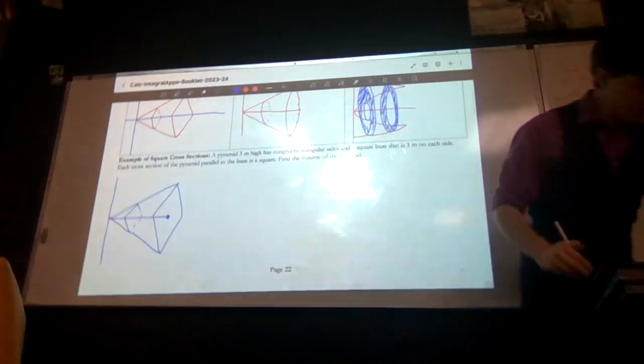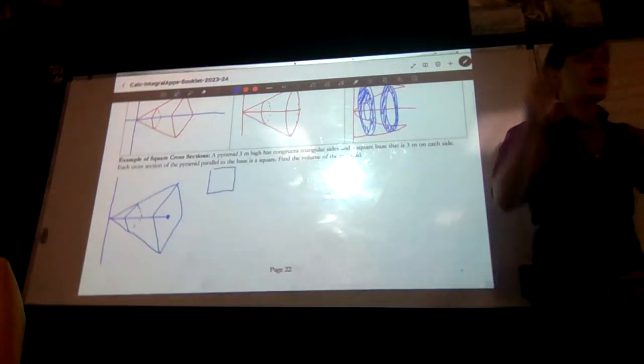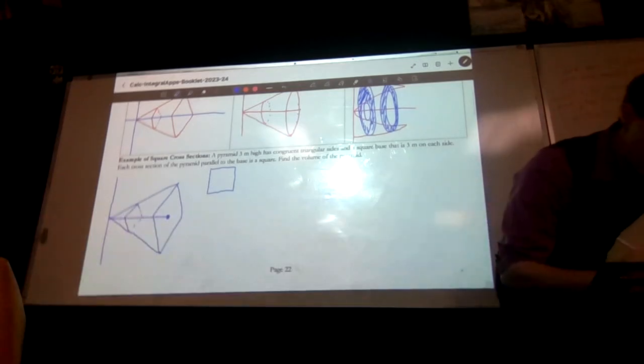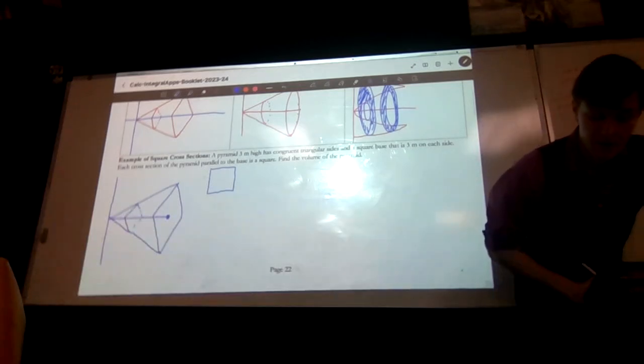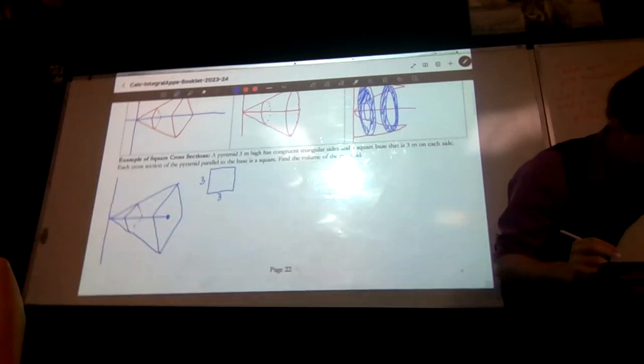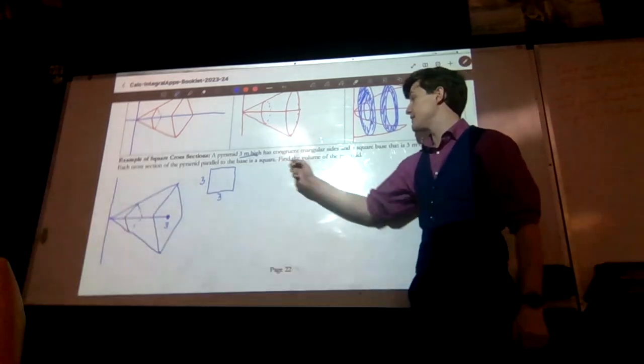So what I'm going to do is I'm going to draw this out. I know this is what I'm finding the area of, a shrinking or expanding square, right? Depending on which way you're going. We know that the square base is 3 meters on each side. And we know how high it is? What's this point right here? That is 3, because it tells us that it has a height of 3.